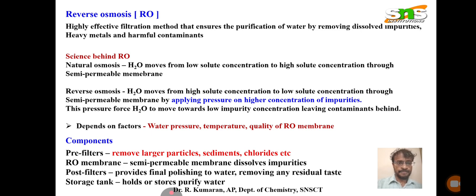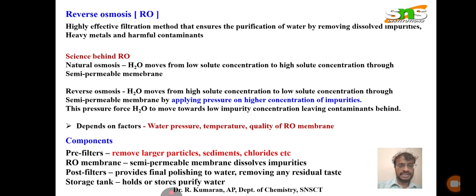Applying pressure, there is a movement from one side to the other through the membrane, which collects the particles and impurities. This pressure forces water to move towards the low impurity concentration, leaving contaminants behind. That is called the reverse osmosis process. It looks very simple. It depends on factors: water pressure, the temperature, and what membrane we are using, that is, the quality of the RO membrane. These are three very important factors for the RO process.